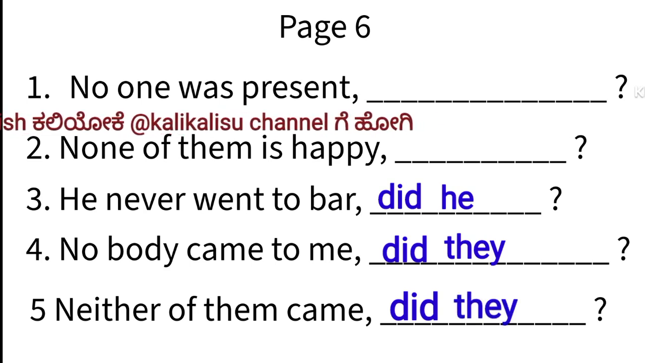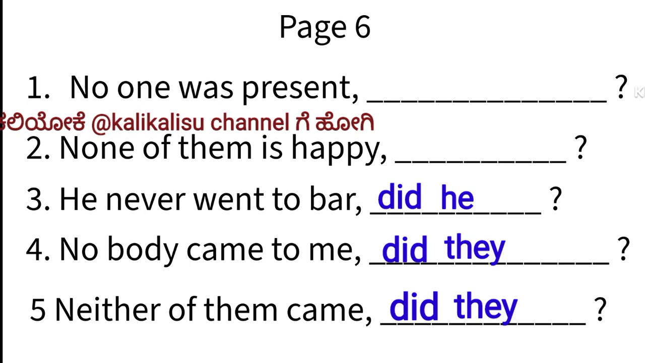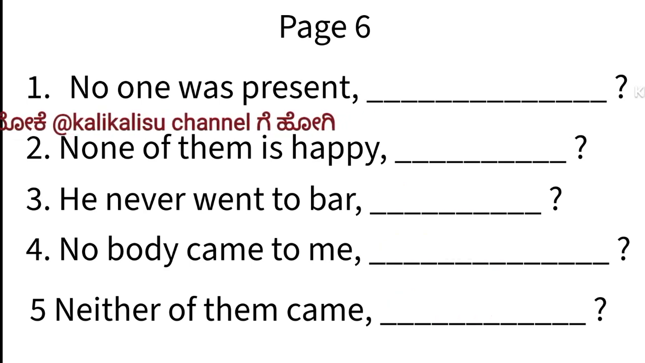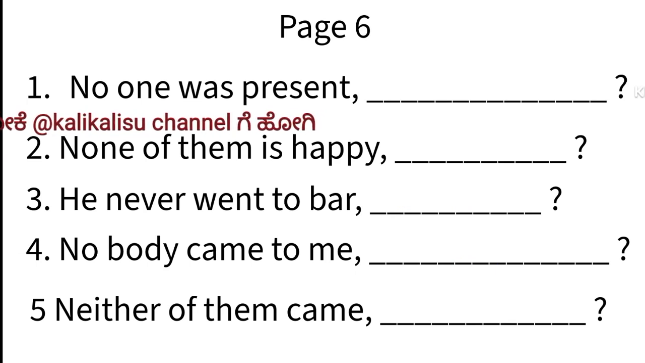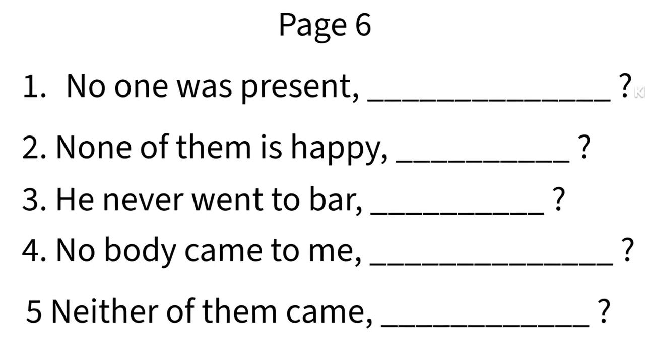Now you know that if the sentence has no auxiliary verb, you have to bring in either do or does or did. And sentences having no one, none, no, not, nobody, neither, never are all negative sentences.